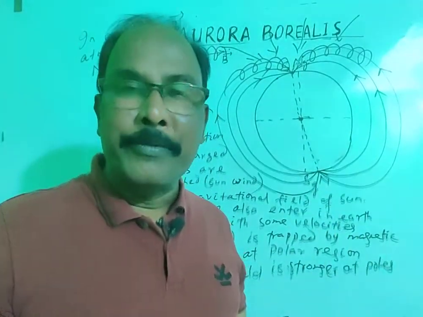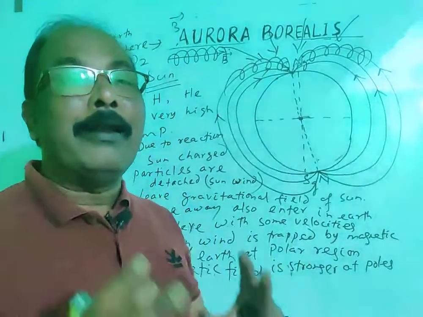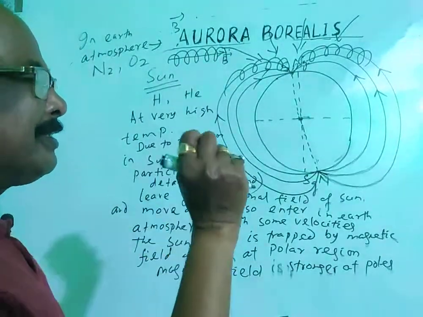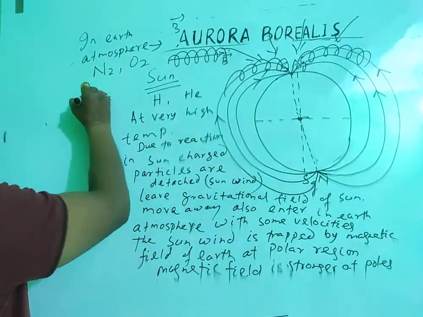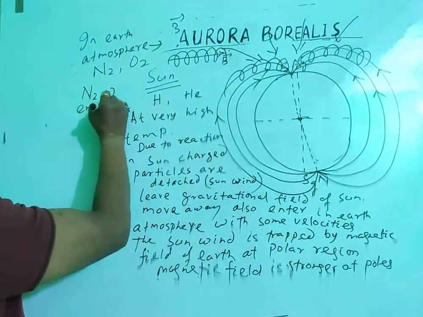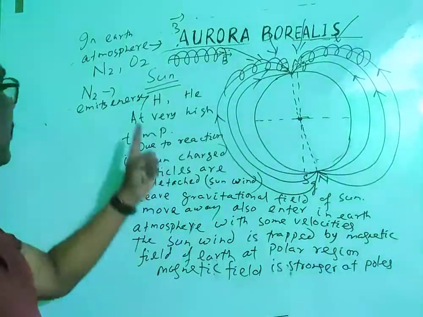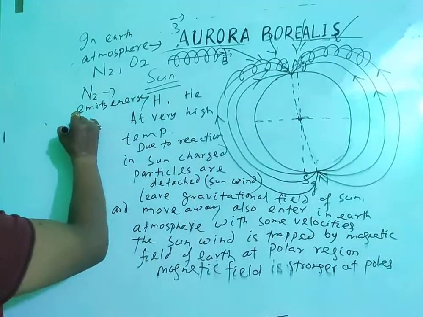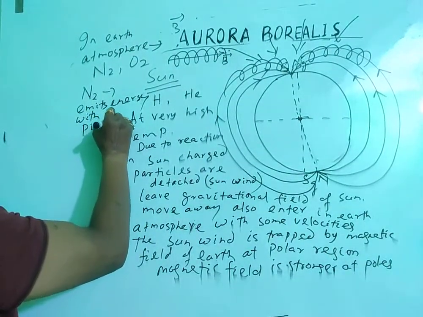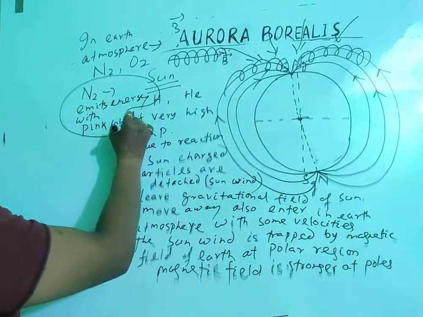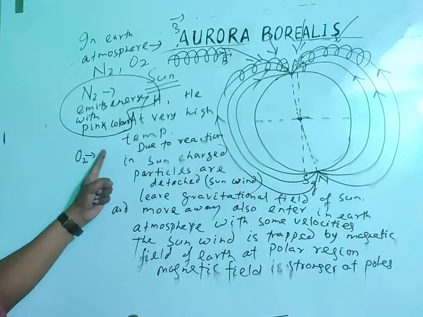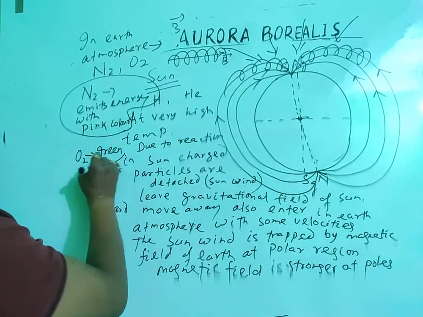Electromagnetic radiation means radiation in the form of light. As it is observed, nitrogen emits energy in the form of electromagnetic waves. Nitrogen emits energy with a particular color, that is pink color. And similarly, oxygen emits energy with green color.